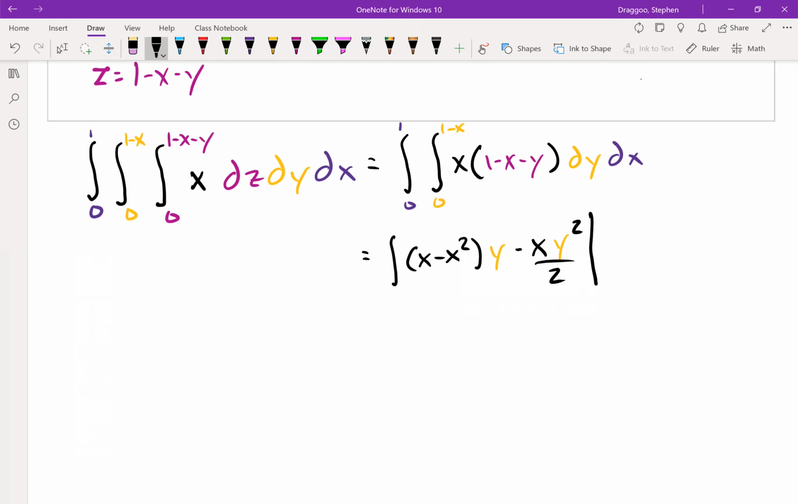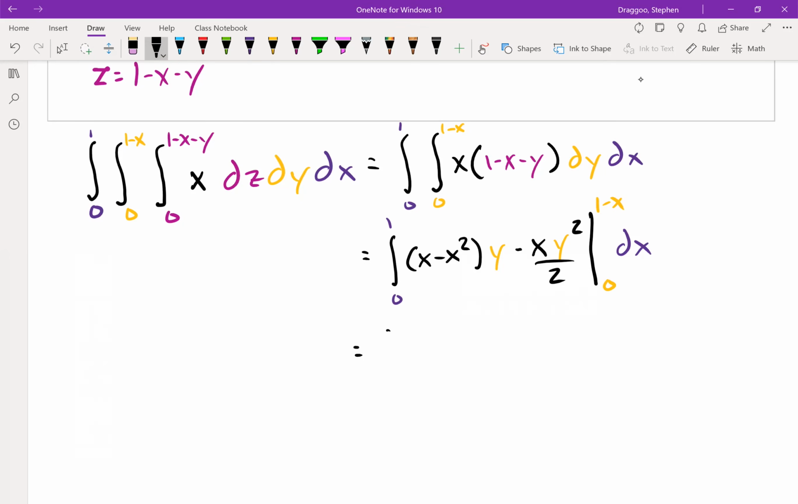Where those y's need to be evaluated from 0 to 1 minus x. Go ahead and throw our x bounds back in, 0 to 1 with a dx there at the end. So I just multiplied that x through and then separated out the pieces that have a y versus not having a y. And we'll plug in our boundaries and see what we get.